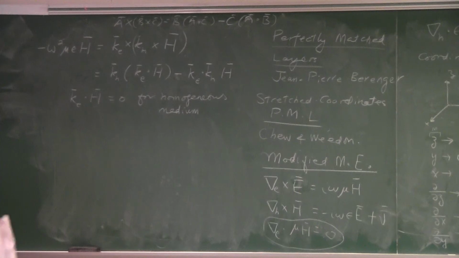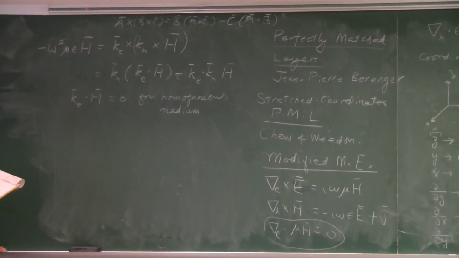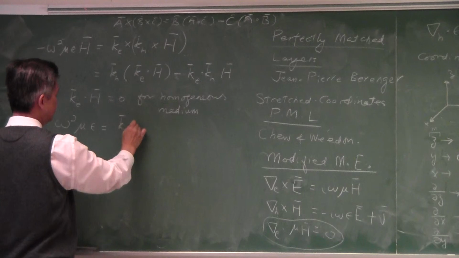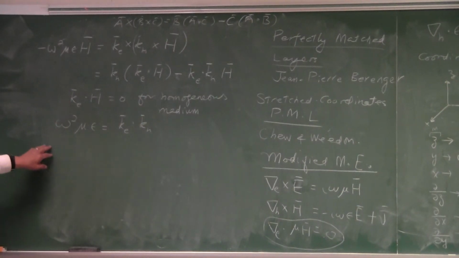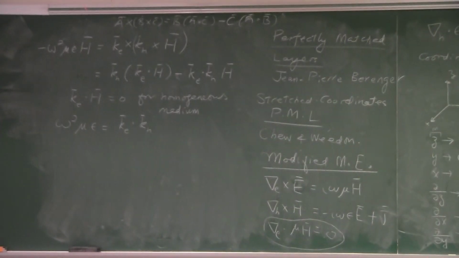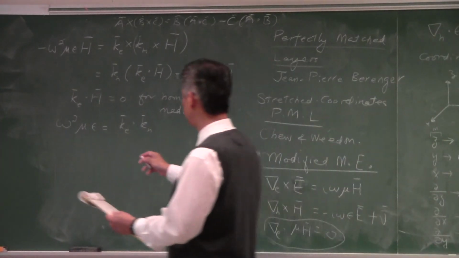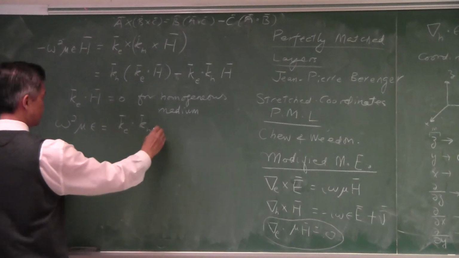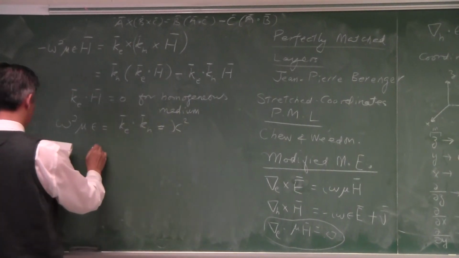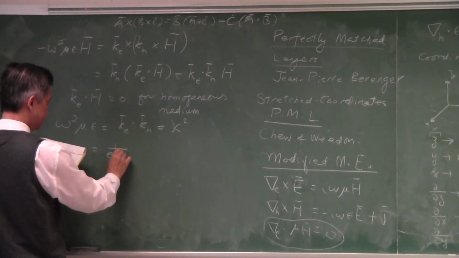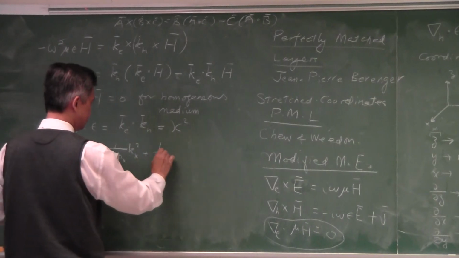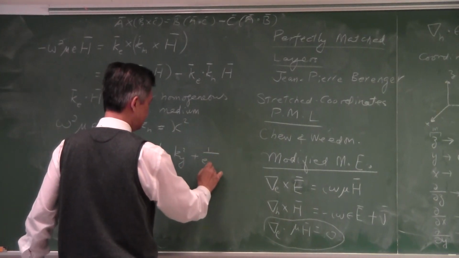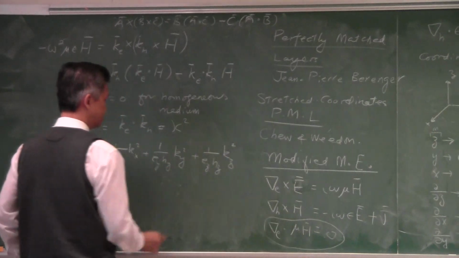Okay, so I have this simple relationship that omega squared mu epsilon must be equal to Ke dot with Kh. In these modified Maxwell's equations, I have these two dotted together, and this must form this dispersion relationship, and then I can define a kappa squared. I define this to be kappa squared, which is equal to 1 over ex hx kx squared plus 1 over ey hy ky squared plus 1 over ez hz kz squared.